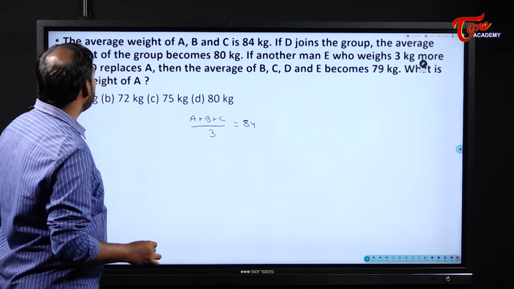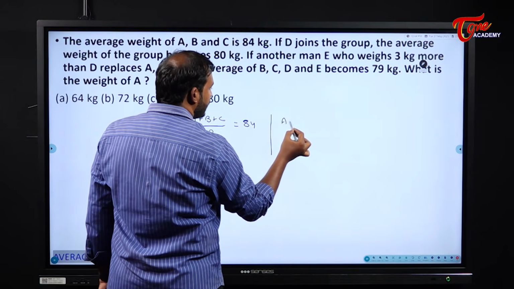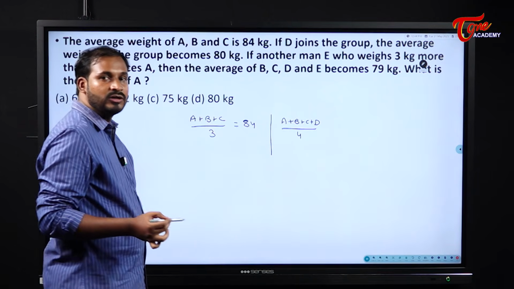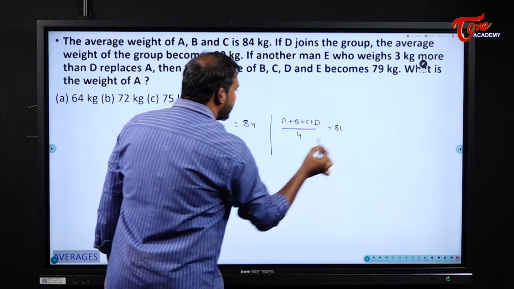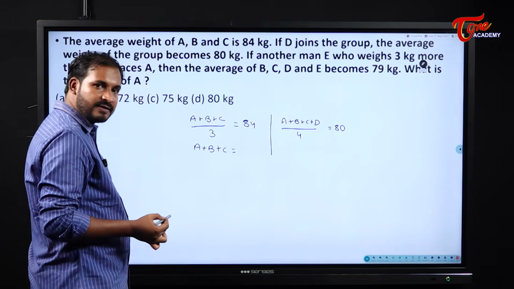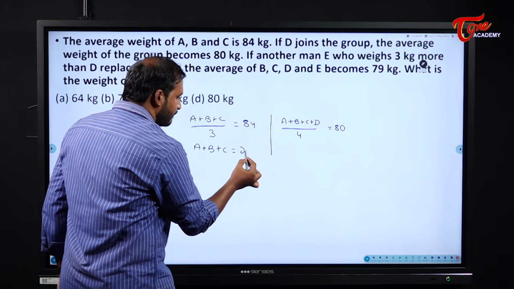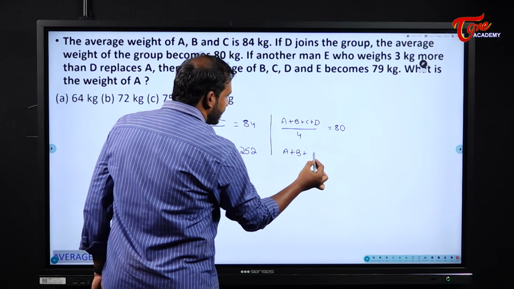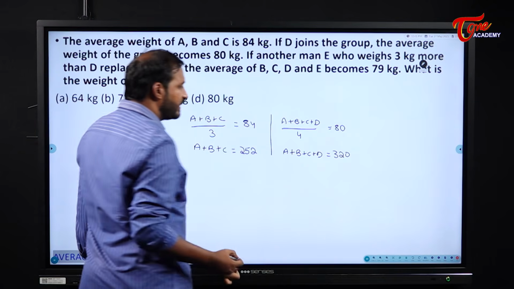If D joins the group, the average weight of the group becomes 80. So that means what they are telling? A plus B plus C plus D by 4. Why? Because now the total number of observations is 4 here. This is equal to 80. Now please see here, from this what I can write? A plus B plus C is equal to 84 3s are 240 plus 12, what it becomes? 252. And similarly, A plus B plus C plus D is equal to 320, right? It becomes 320.